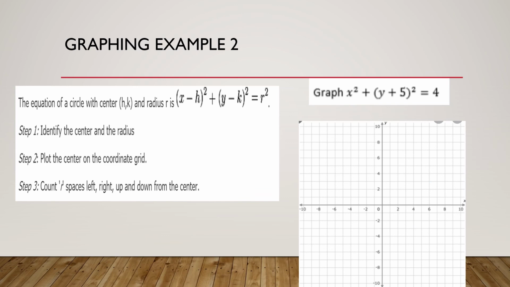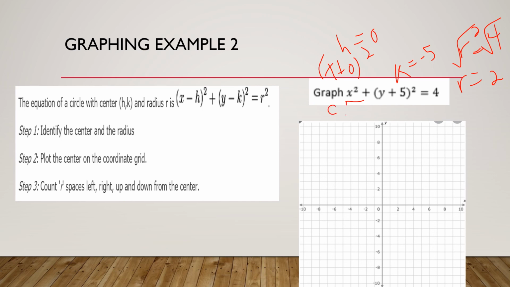So another one on graphing. First we have to get our center. To get our h and our k, here's our k, but remember we want to think of that as negative 5. Since it's just x squared, technically that's x plus 0 squared, so therefore our h would be equal to 0. r squared is equal to 4. Take the square root of both sides, so r is equal to 2. Therefore my center is at 0, negative 5.